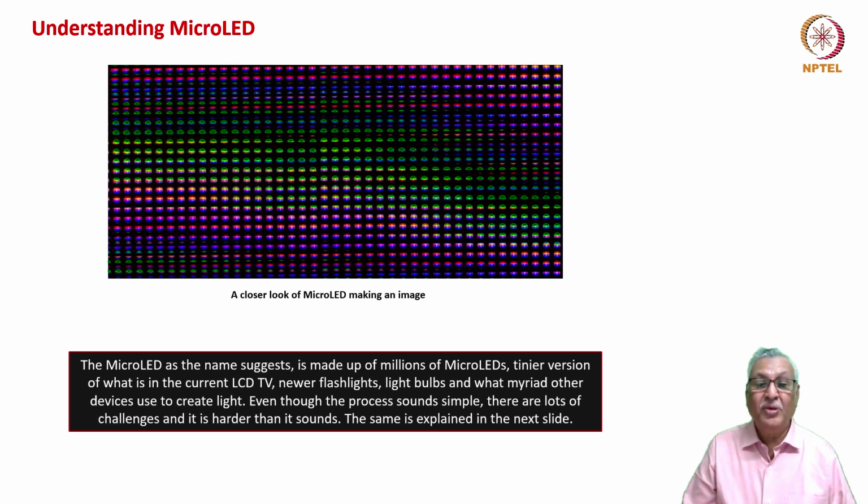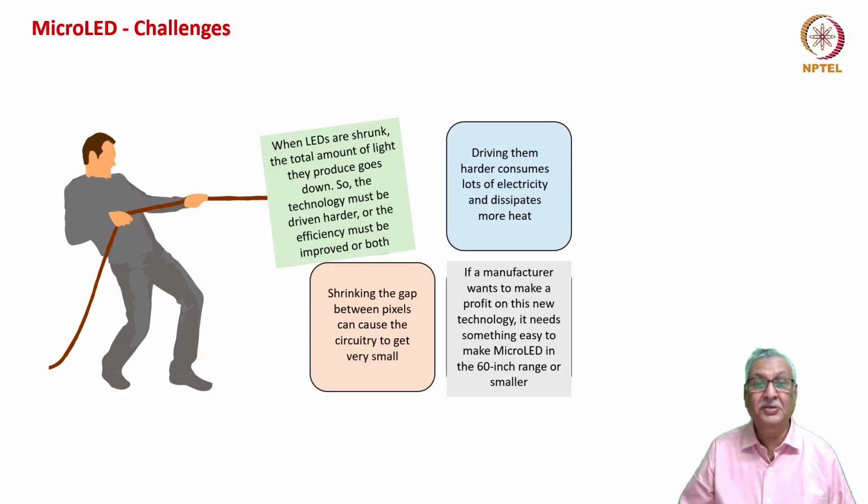A closer look of MicroLED making an image looks like that. It is made up of millions of MicroLEDs, therefore the manufacturing complexity is higher, and it is the tinier version of what is in the current LCD TV. It has newer flashlights, light bulbs, and other myriad devices using this kind of light. Even though the process sounds simple, there are several challenges and it is harder than it sounds. The same is explained in the next slide.